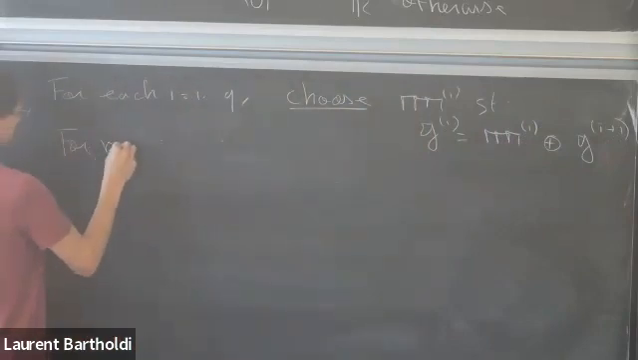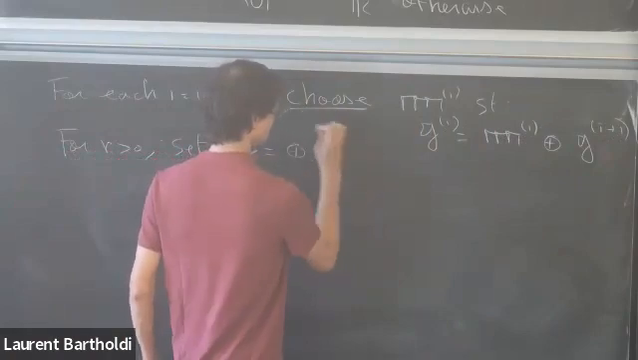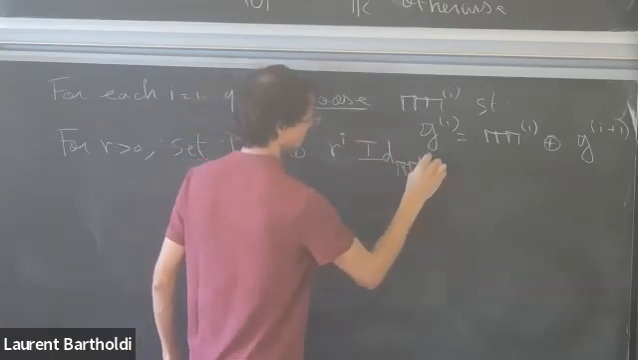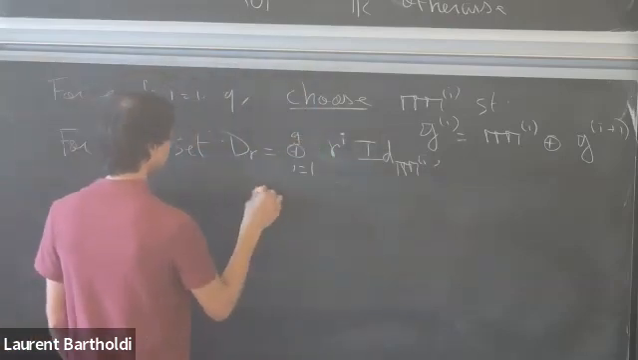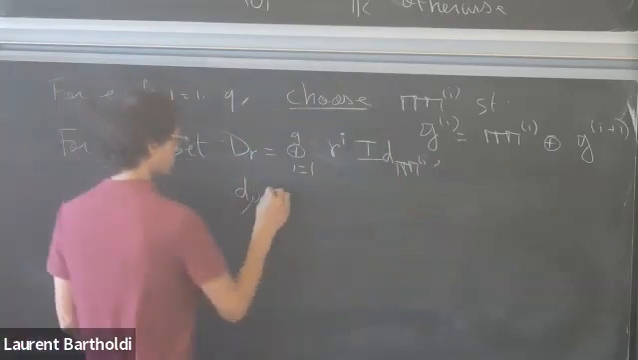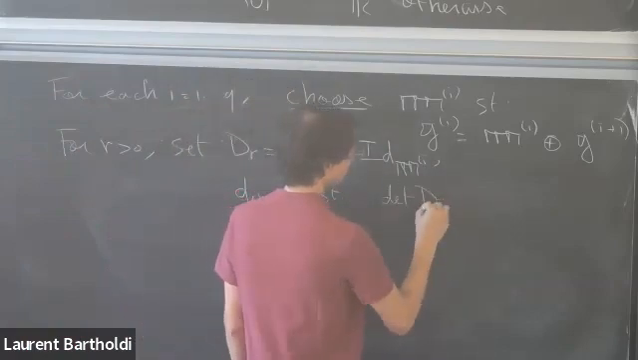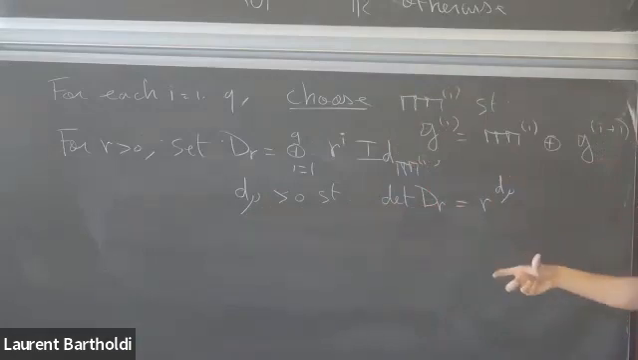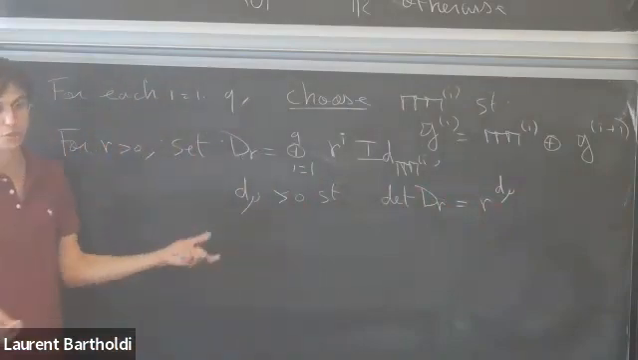Now for r positive, D_r acts as r to the i times the identity on M_i. And d mu is the exponent that appears in the determinant of D_r. So it's a positive number characterized by the formula: the determinant of D_r is r to the d mu. So it's just some number, and the bigger it is, the more spread the walk becomes. We call it the homogeneous dimension of the walk.